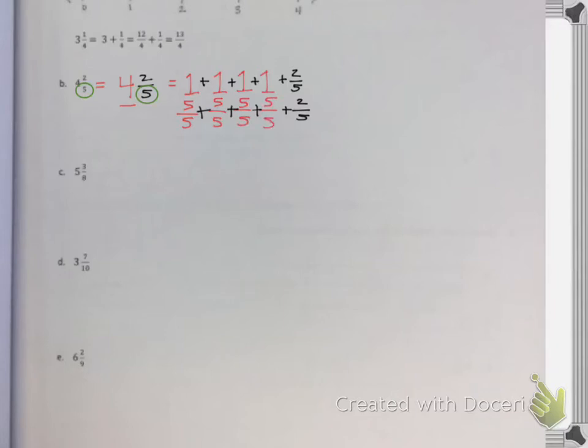Now, you can add all of these numerators up and get your improper fraction, or we can do this by multiplying, and that's what I'm going to do. We have 4 of these, and I'm going to multiply this by 5/5. So 4 times 5/5 equals 20/5 plus 2/5, and that is 22/5. Okay?